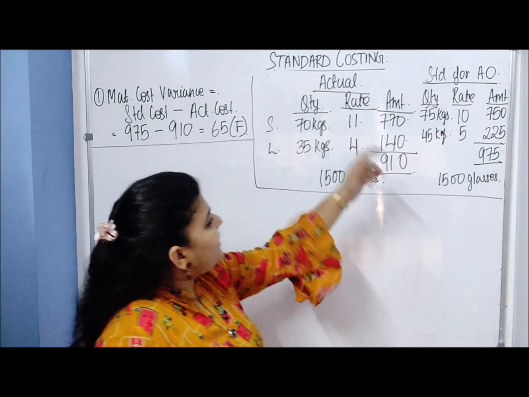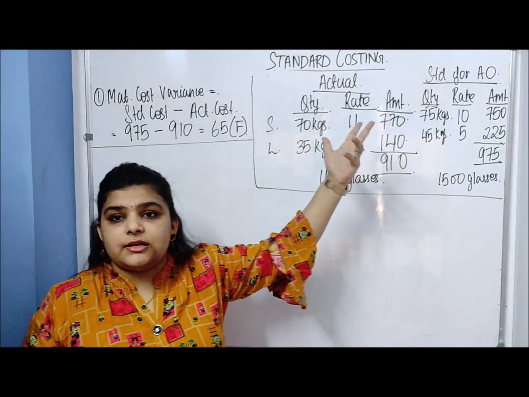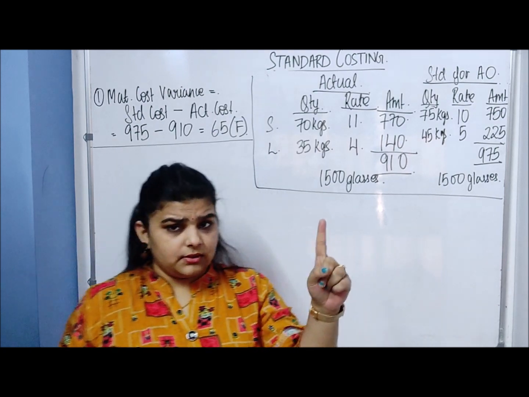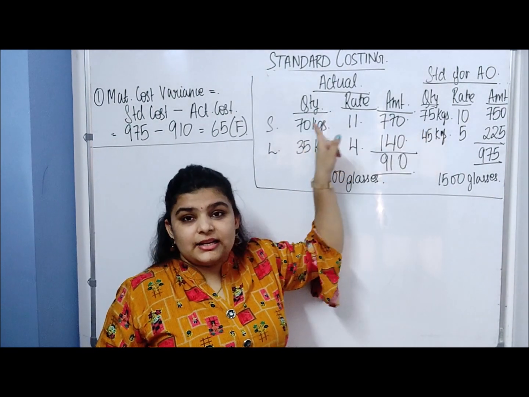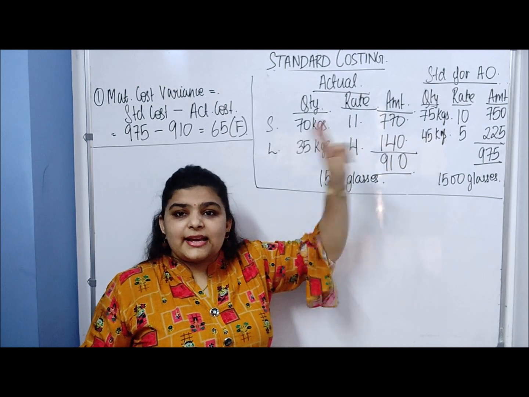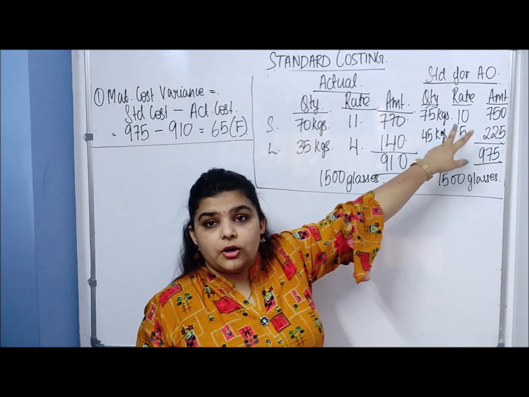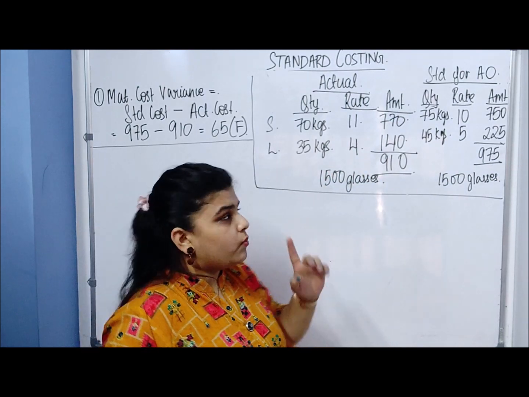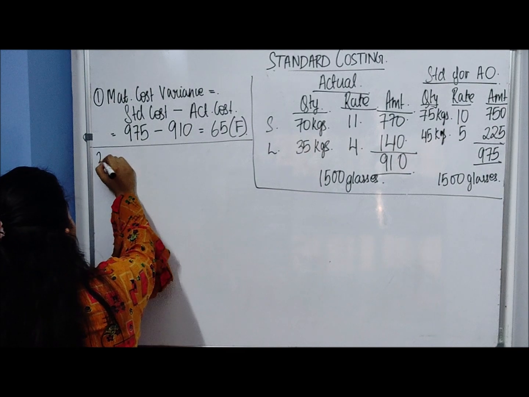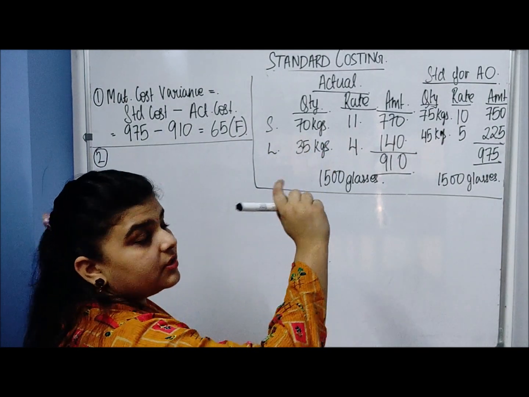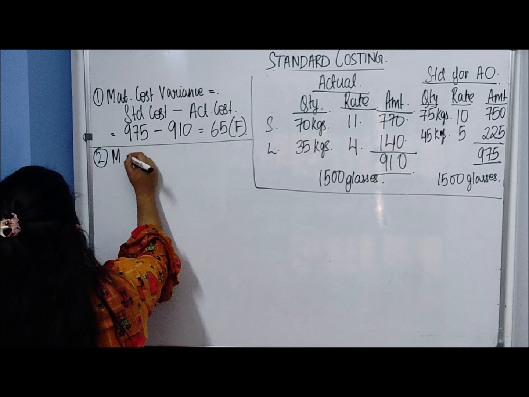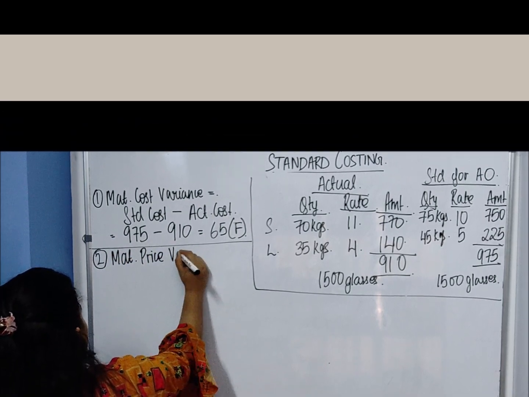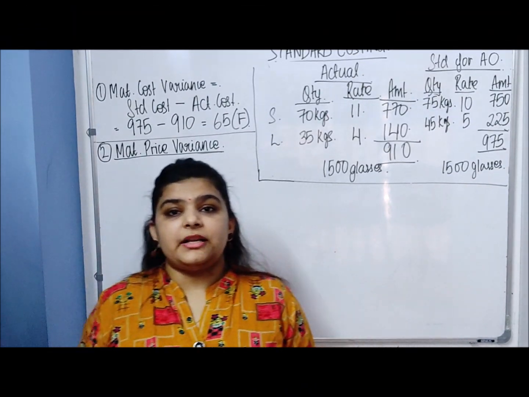Now, you tell me, there has been a difference in cost because of what reasons? The variation is because of two reasons. First reason, there is a change in the rate. The second reason is there is a change in the quantity which we have used. Am I right? Because of these two reasons, there is variation. So first we are going to focus on the price. There is a change in the price. So the first reason is material price variance.